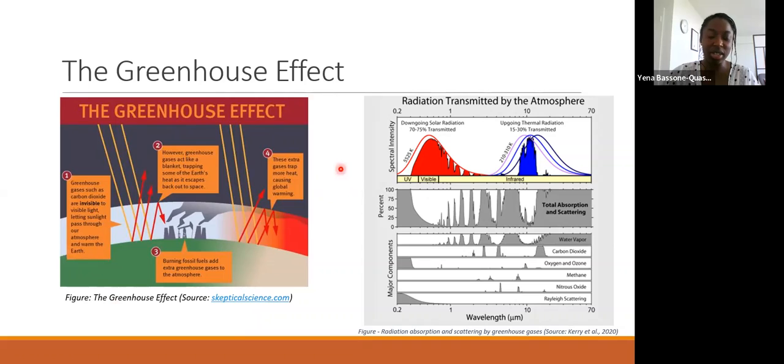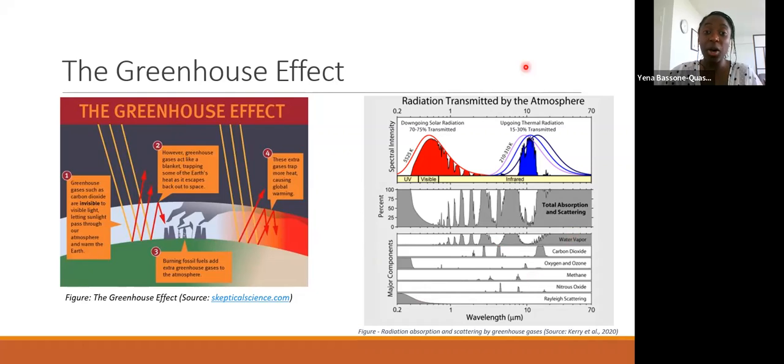Now, when that goes wrong, that's when we have an issue, which is what's going on now. So increasing the amount of carbon dioxide increases the amount of heat that's held in the atmosphere. And so what we're witnessing is an enhanced greenhouse effect and not the natural phenomenon that has been in existence since time immemorial, I guess.